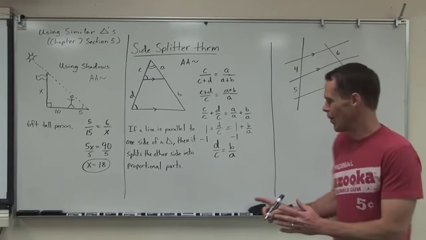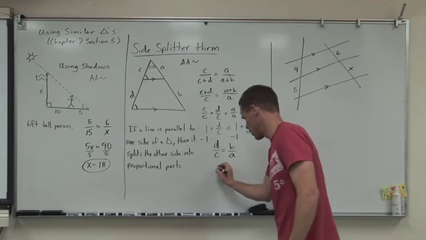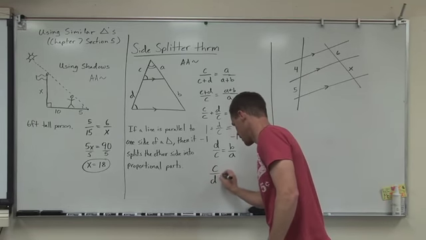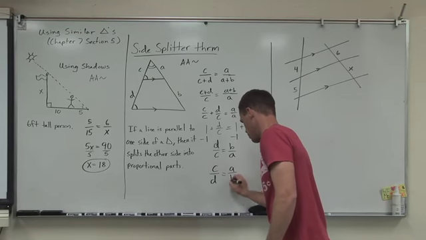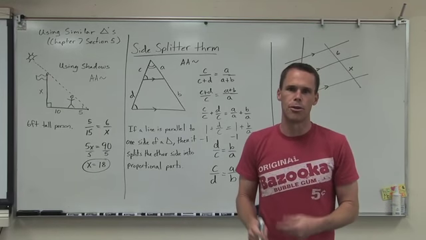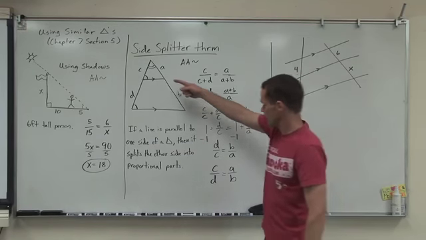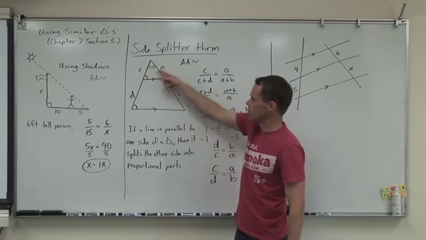Alright, so let's flip it one more time. Let's flip it back over. C over D equals A over B. Now you don't have to do this work. This was the proof of the side-splitter theorem. What I want us to see is, look, C over D equals A over B.